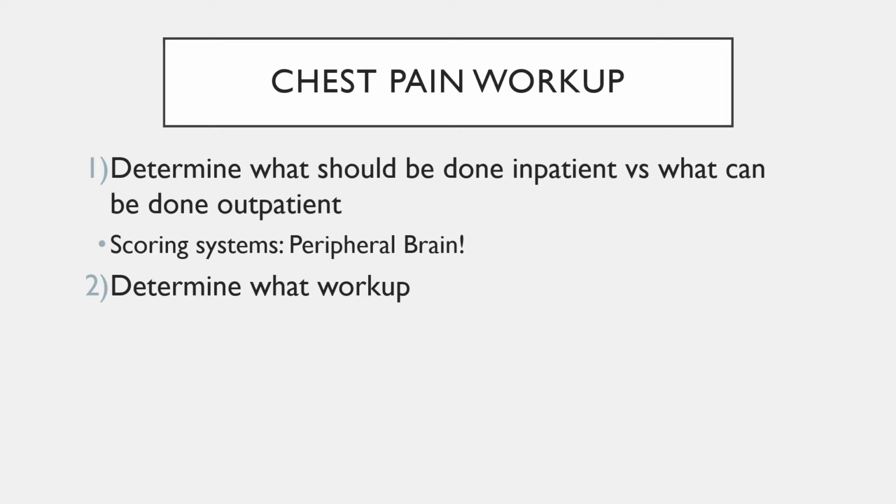Next, you're going to determine what workup you're actually going to do. For instance, is the chest pain cardiac? So are you going to pursue an ischemic workup? Is it more GI related, where you might consider consulting a gastroenterologist for EGD? Is it more pulmonary, where you might consider further imaging of the chest? Or is it musculoskeletal, where you might try different pain medications to see if it resolves their symptoms?